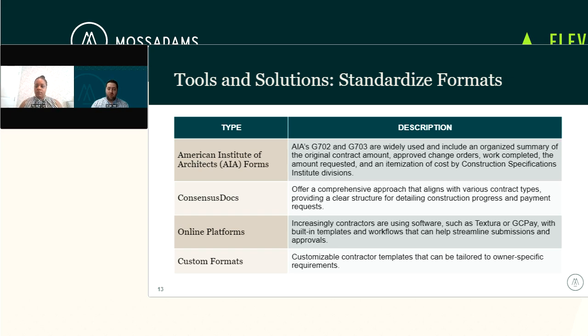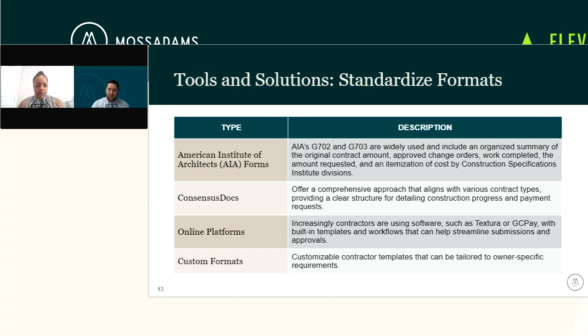A few of those formats is your American Institute of Architects, your AIA forms. I want to say for stuff that I look at, this is probably the most common I see. This is your G702 and G703. These are pretty well prescribed. They're pretty outlined. You can add some specifications for your scope of work. Great format to use. The other one is consensus docs.